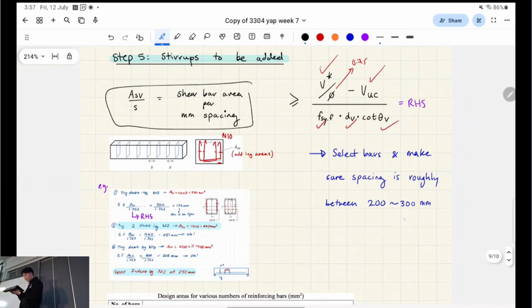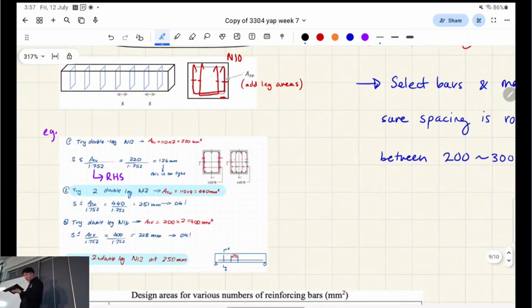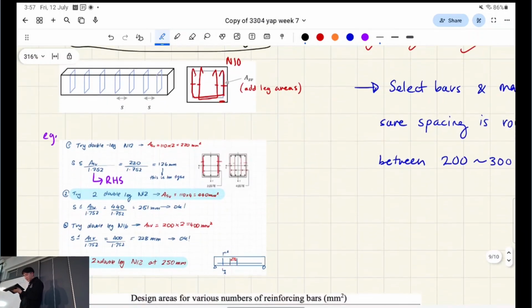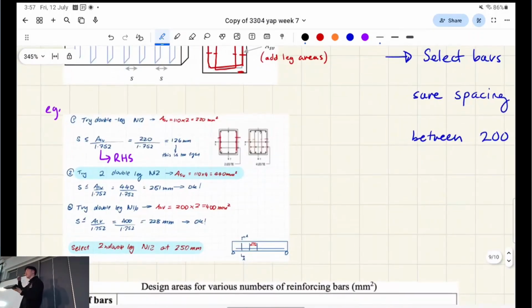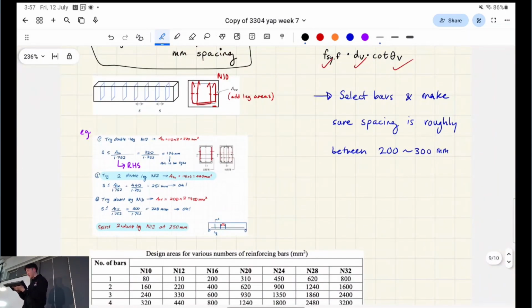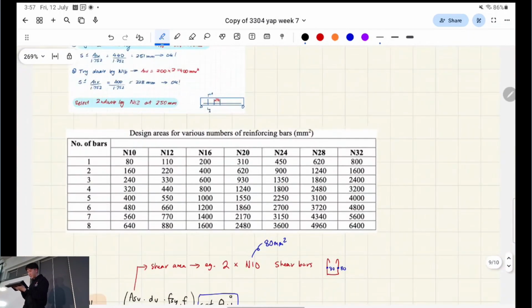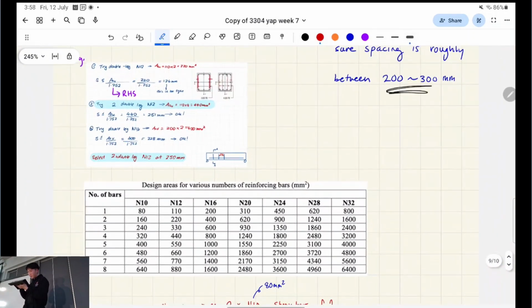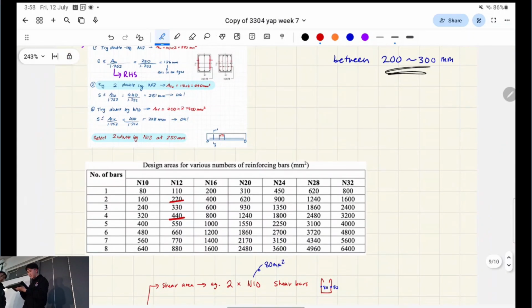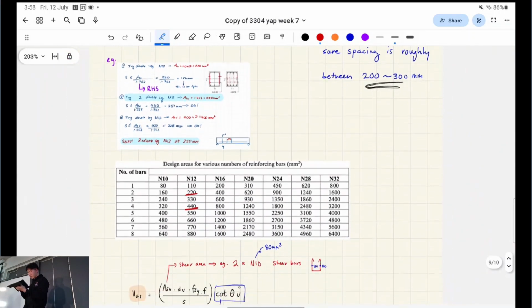Basically, we should set the spacing. You have to choose. So you're basically gonna find some trial area and some spacing that hopefully lands between 200 to 300, and you're just gonna roll with it. So here she's tried 2 N10s, and like 12s, and then 4 N12s, stuff like that, and then check the spacings.